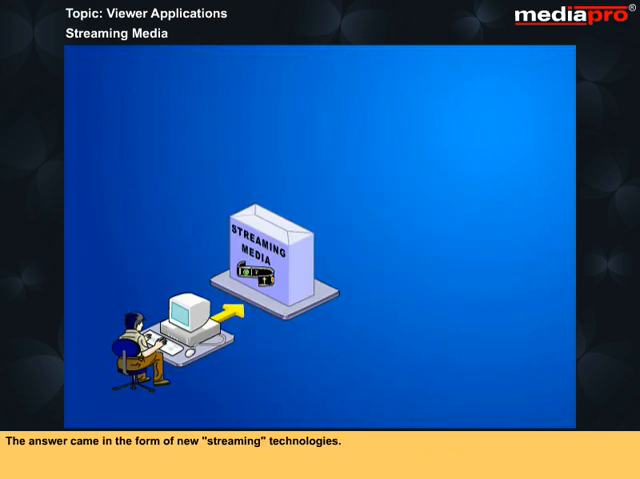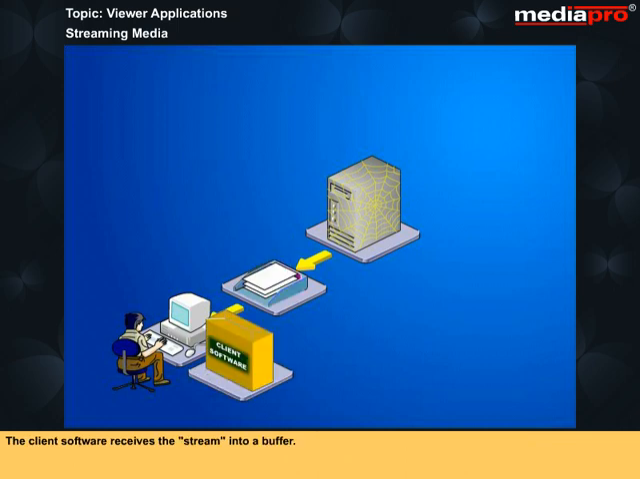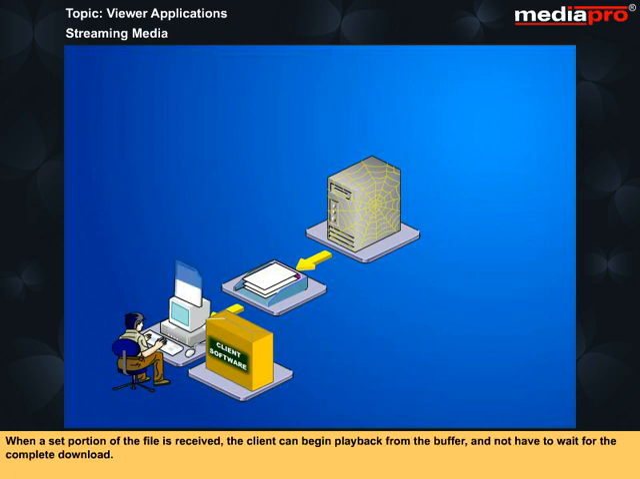The answer came in the form of new streaming technologies. The concept is simple, even if technically complicated. When the user accesses a file, the server begins sending the file in a start to finish sequence. The client software receives the stream into a buffer. When a set portion of the file is received, the client can begin playback from the buffer and not have to wait for the complete download.